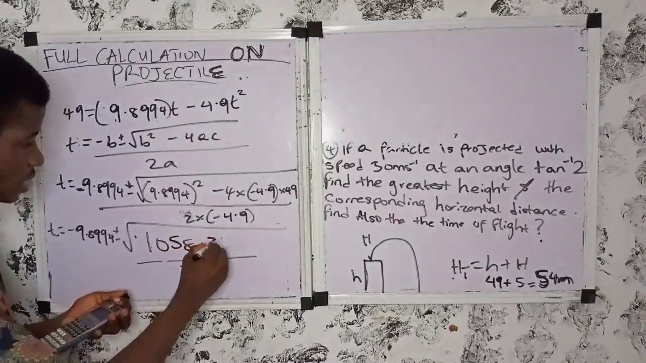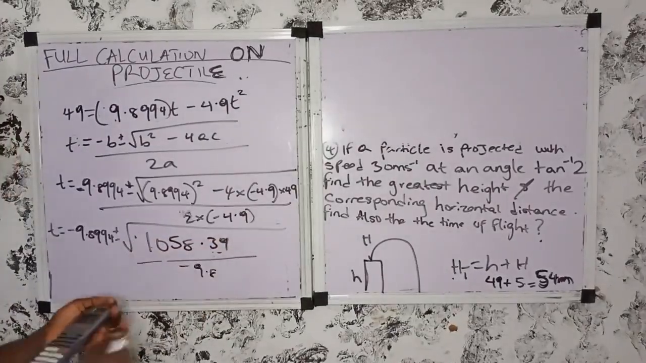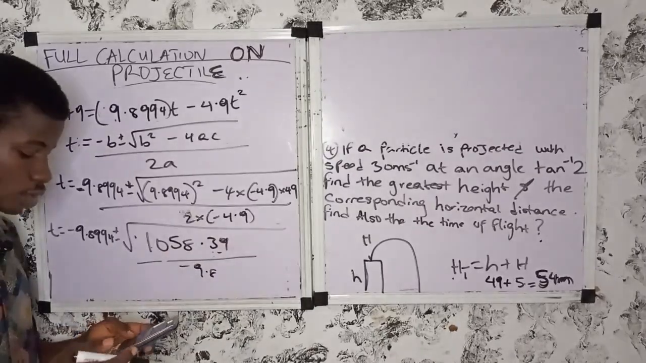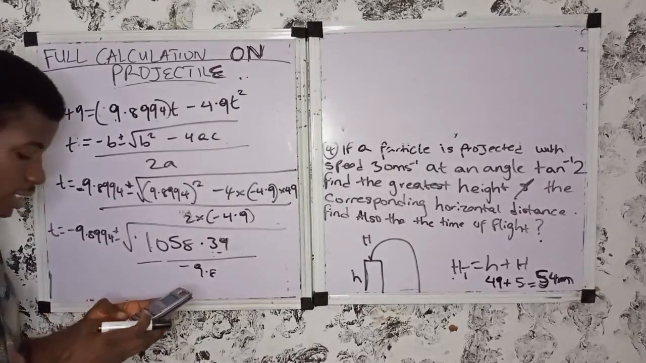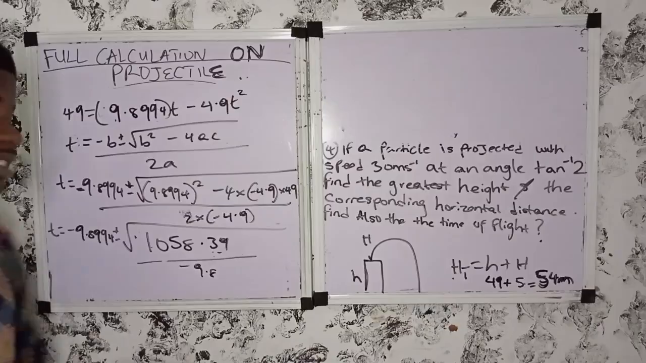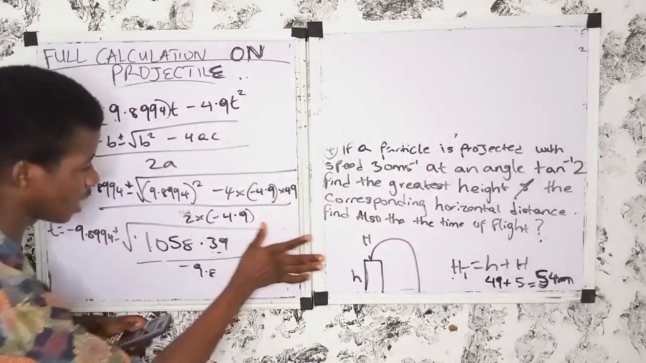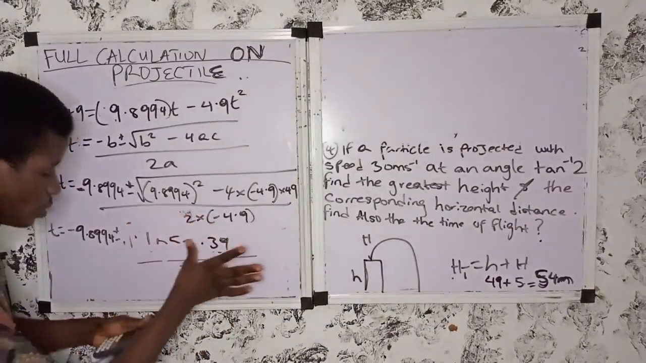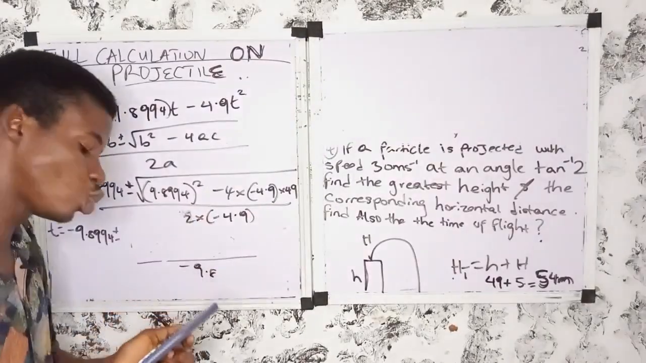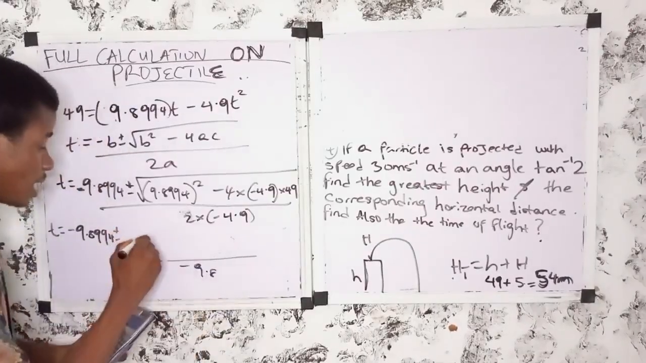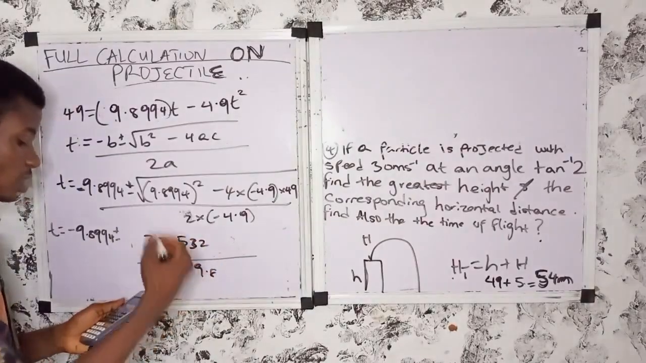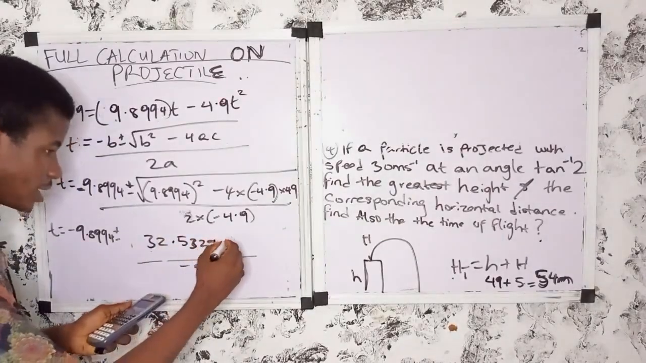So we have to look for the square root of 1058.39. When we take the square root, we get 32.53, more precisely 32.532, then 90, then 642.